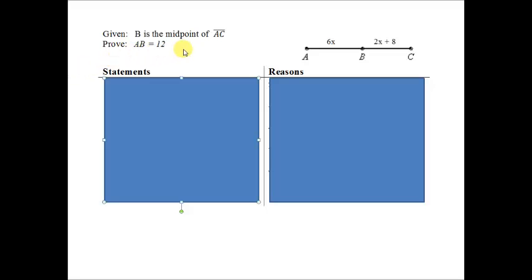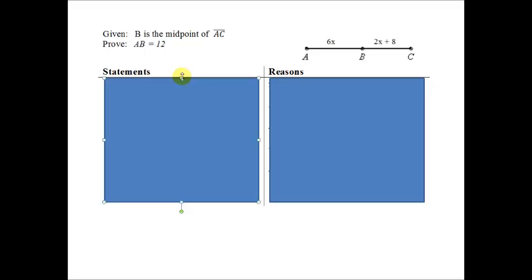In this example we've got a segment divided into parts with point B between A and C, and we're given that point B is actually the midpoint of segment AC. We're asked to prove that the distance from A to B is 12. Now I know you probably have some of these already filled out in your packet, but I'm going to uncover it one line at a time so we can focus on the line we're looking at.